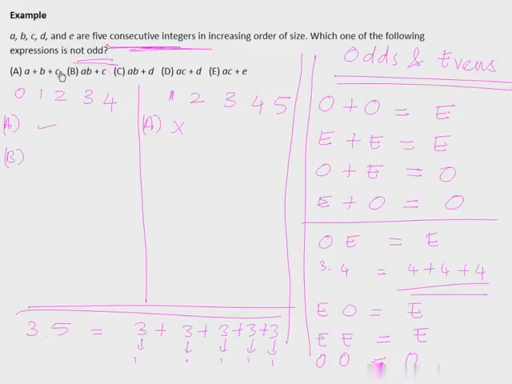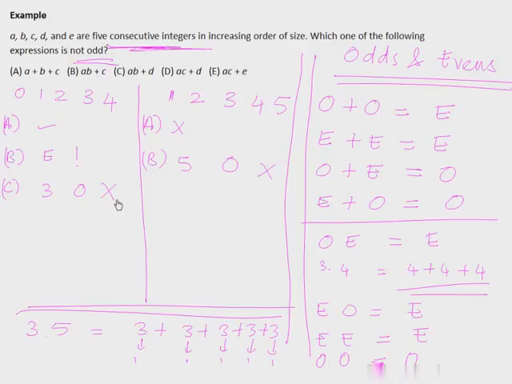How about AB plus C? AB plus C is 0 into 1 plus 2. That's even. So that's a possibility. Even. Here, B: 1 into 2 plus 3. 1 into 2 plus 3 is 5, which is odd. So again, B is gone because it turned out to be odd in one of the cases. How about case C? AB plus D. So that's 0 into 1 plus 3. That's 3, odd. So we are gone.